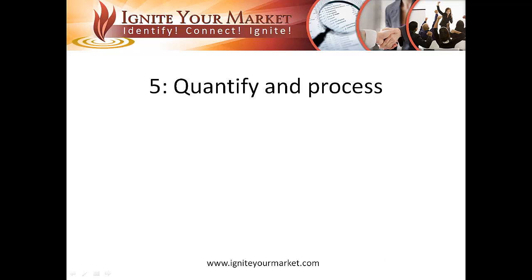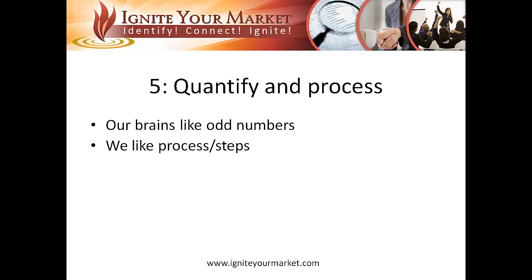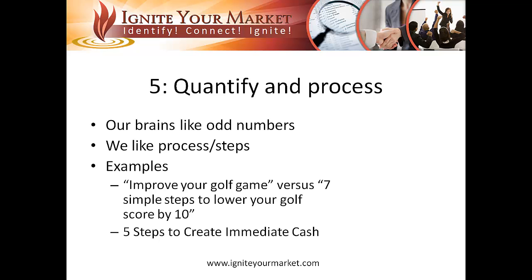Quantify and process. What I mean by this is that we do better when we have numbers, and in particular, our brains like odd numbers. I don't know why. The studies are there. It's just what we react better to. We also like processes and steps when it's applicable. So, for example, you could say, my purpose is to improve your golf game. You kind of get an idea what that's going to be, but it's not really going to give me an outcome. What this person could say instead is 7 simple steps to lower your golf score by 10.